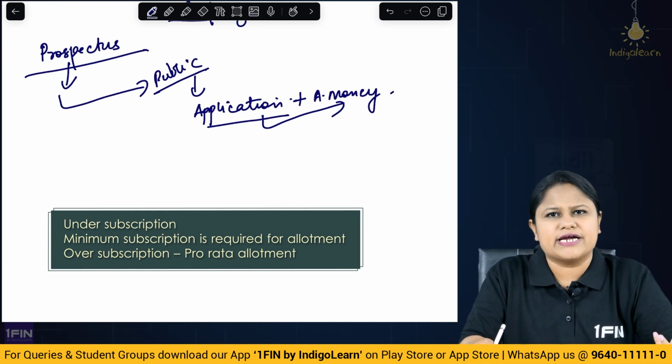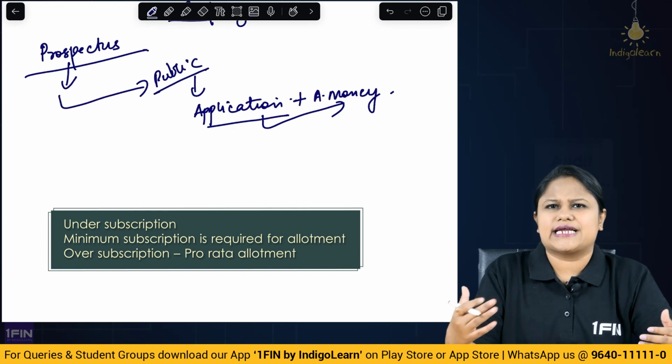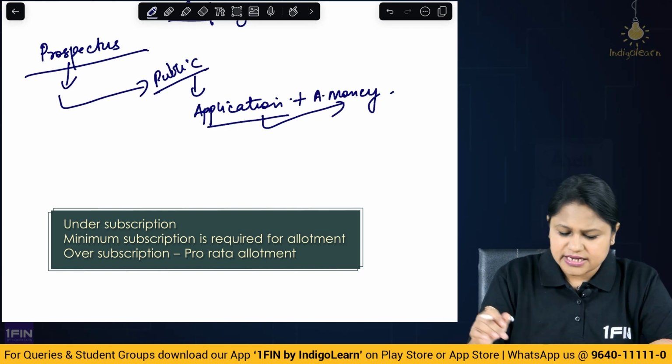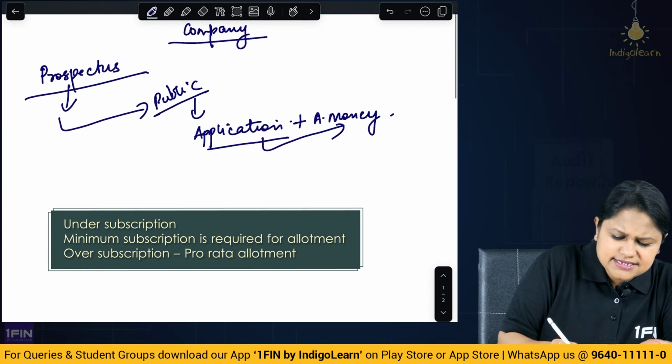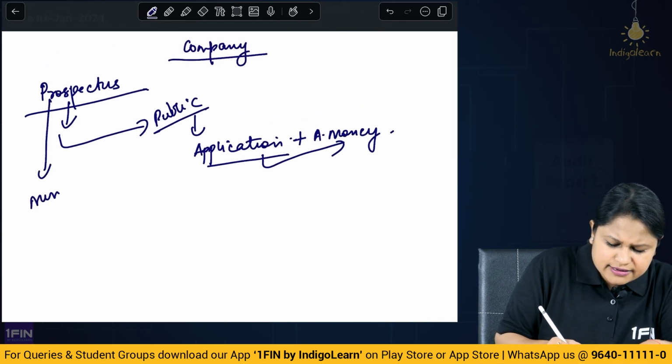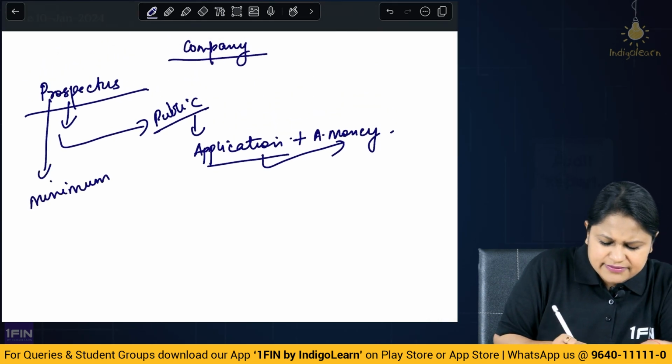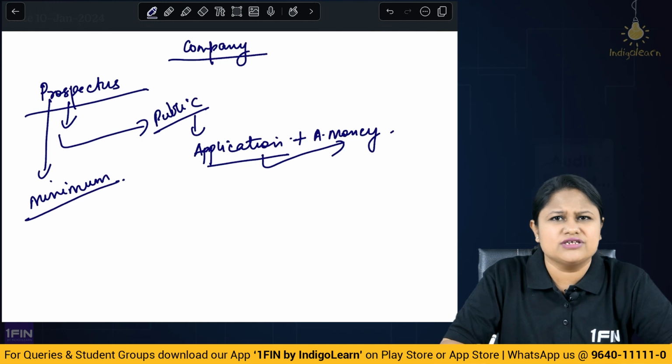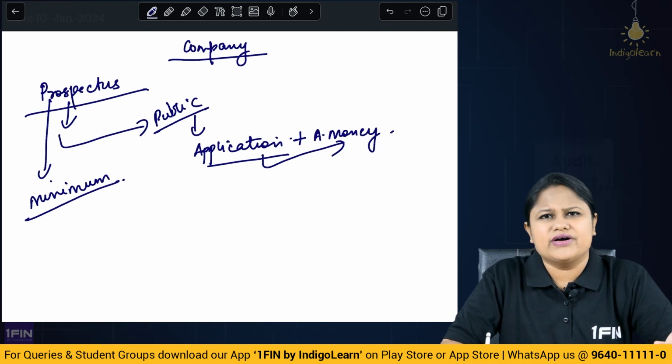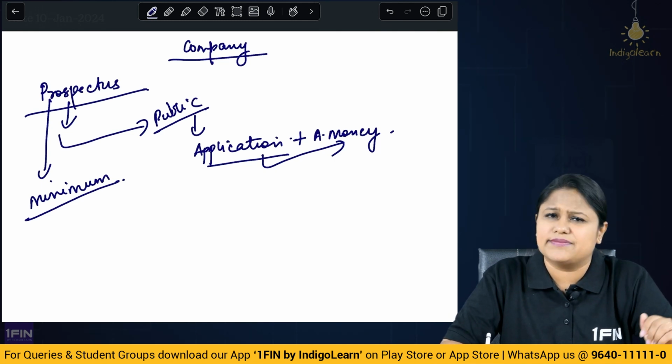Like for every 3 you have applied, you'll be allotted 2 shares. So there'll be some criteria based on which the allotment will be done. Correct? Now, obviously in the prospectus, the minimum subscription will be very clearly mentioned. Basically we talk about 90% to be the minimum subscription, as per Table F. However, the company can state its own minimum subscription in its prospectus.